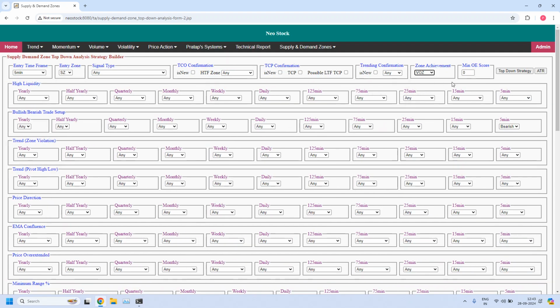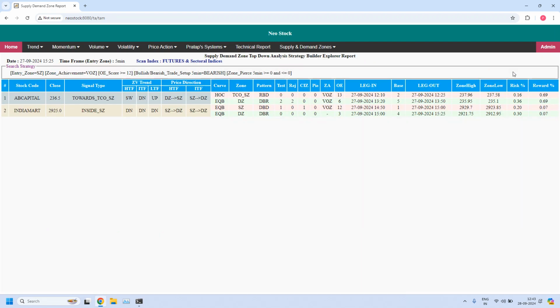And zone achievement should be violated opposing zone. Minimum odd enhancers score 12. All the 3 filters are applied to the 5-minute supply zone. Let's verify how many stocks will filter. Only 2 stocks are currently supporting bearish trade setup for hourly income trade.